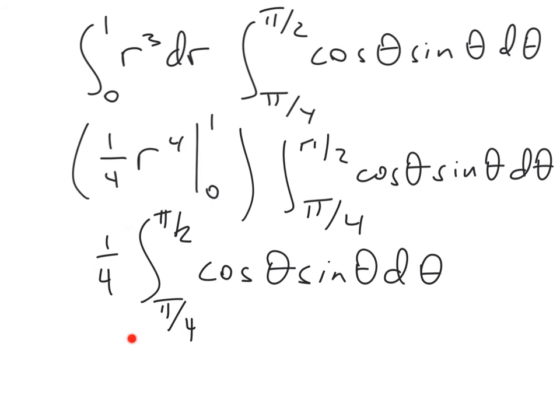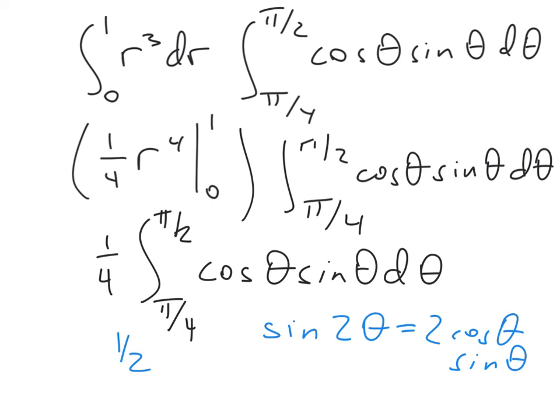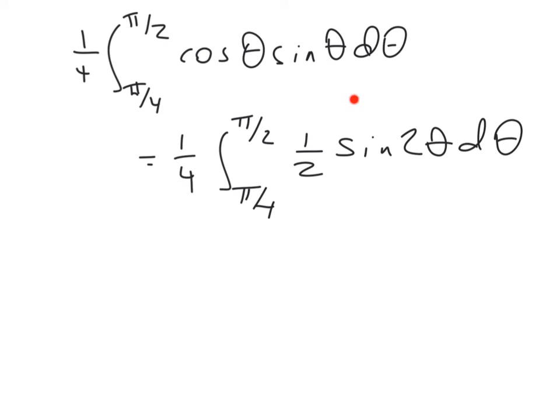As we consider this integral, there's two ways to deal with it. The first way is to recognize that sine 2 theta is 2 cosine theta sine theta. And so the expression that we have there is actually 1/2 sine 2 theta. So we could replace our integrand with 1/2 sine 2 theta, and we would find that quite straightforward to integrate. So that's one option, to recognize that identity.